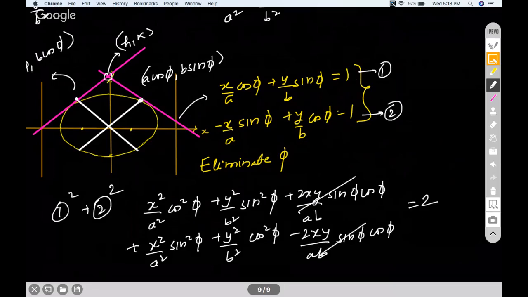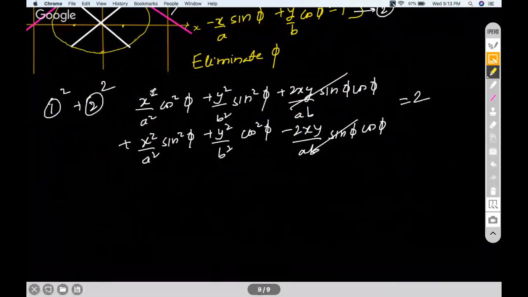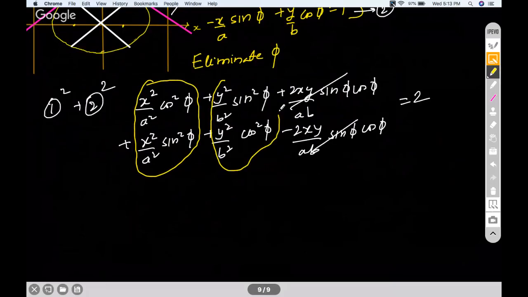And if you see, these two terms will get cancelled off. These two terms will get cancelled off. And you can club these two terms together, and you can also club these two terms together, thereby giving you the required locus of their point of intersection, right? That's going to be 2.